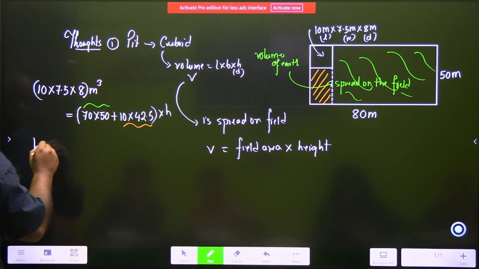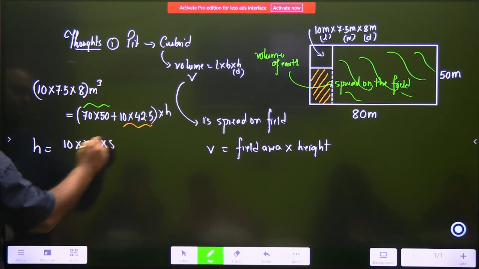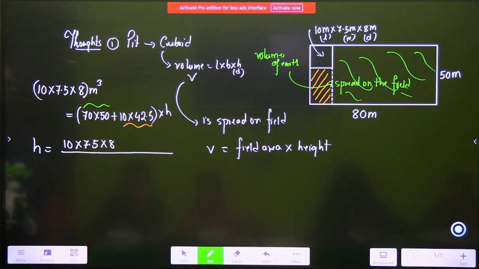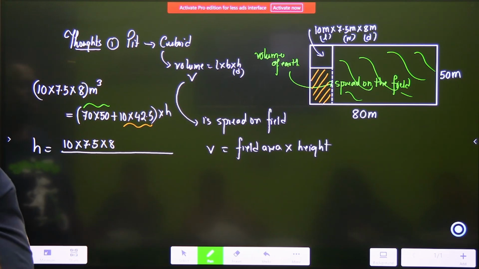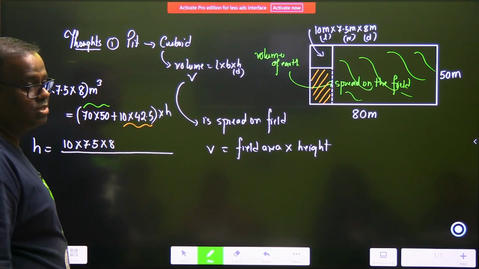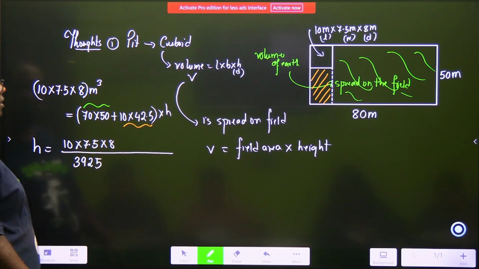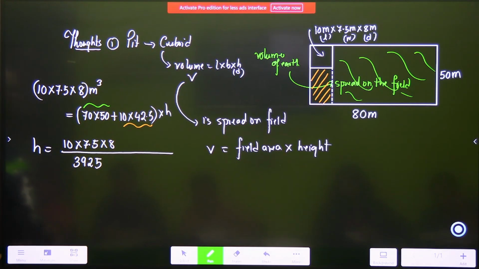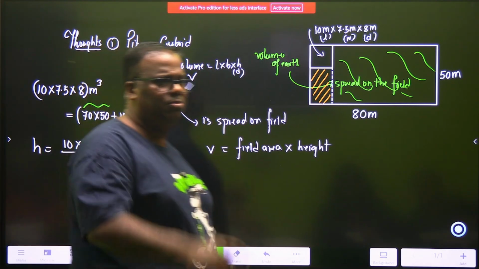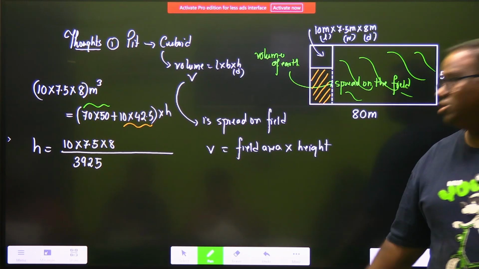So your h becomes equal to 10 into 8 divided by 7 into 50. So 70 into 50 is how much? 3,500, and 3,500 plus 425. So 3,925. Right? And now you have to do this division. This will give you the height. Is it matching with the book? It will match, and at the end of the day we are not doing the calculation.